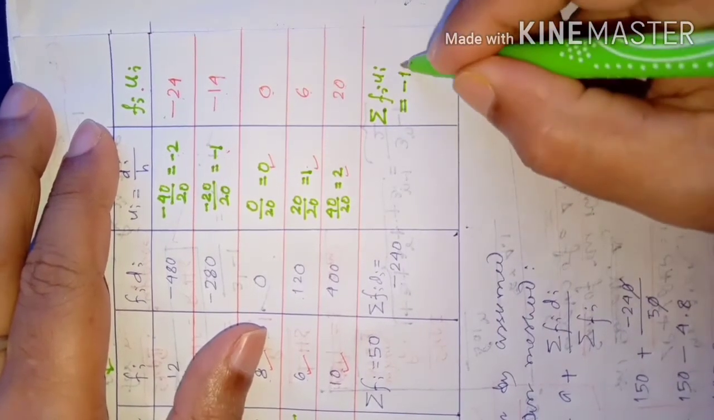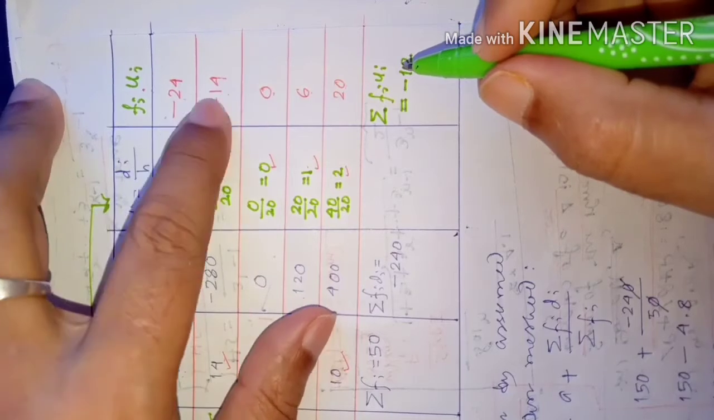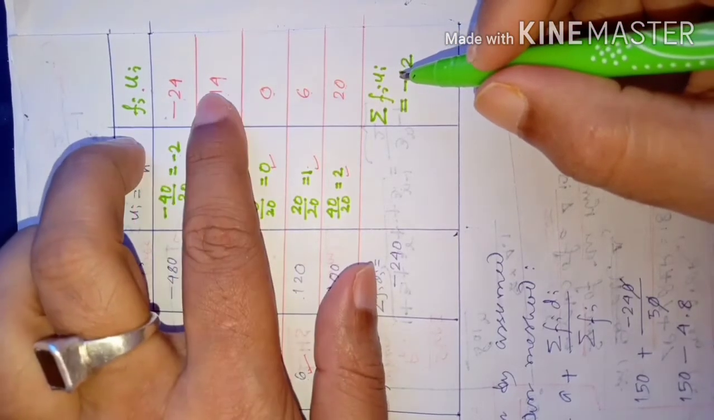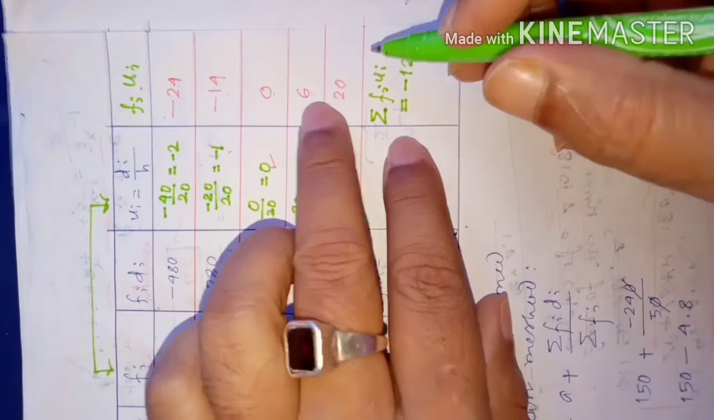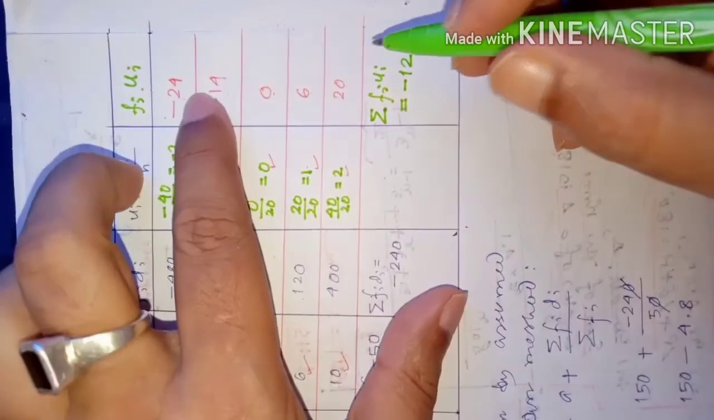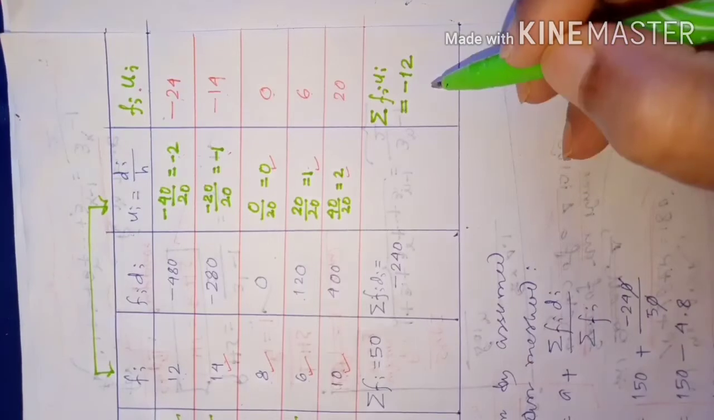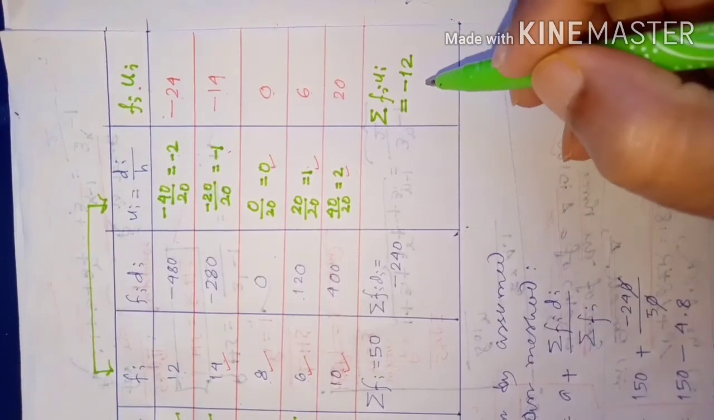Since the negative values sum is more, the absolute value is more actually here. If you add this, that will be numerically greater than this one. So the sign of this sum will come here, minus 12, because minus 38 here and it is 26. Difference is minus 12. So this is the sum.